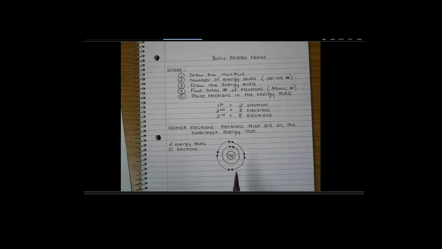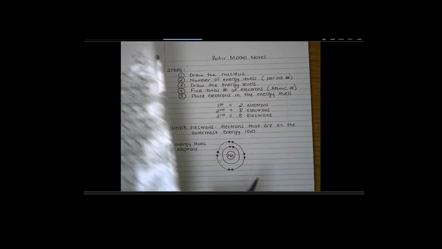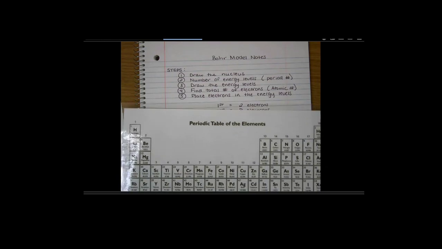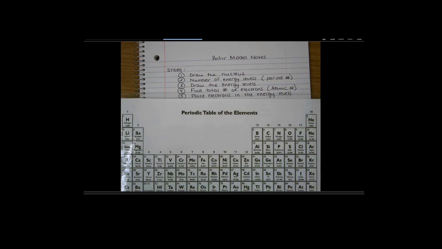Now, let's say you didn't have a Bohr model and you only had a periodic table and a question is asking you how many valence electrons you have for an atom. What you can do is take the group number minus 10 and that will give you the valence electrons. So let's look at neon and see if it works.